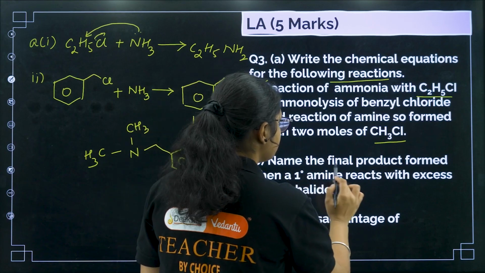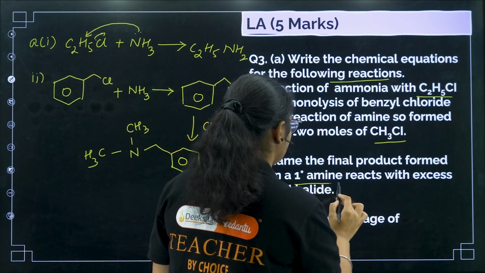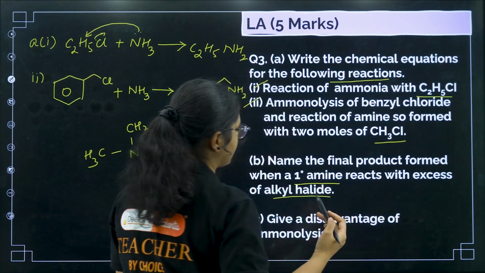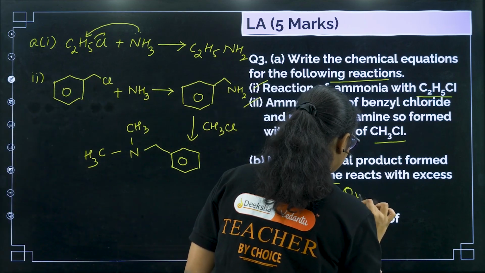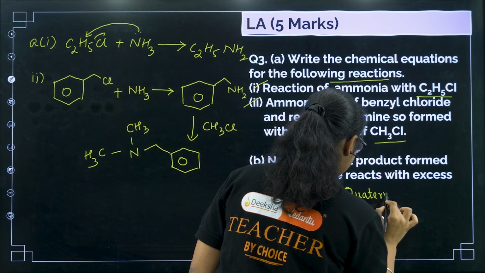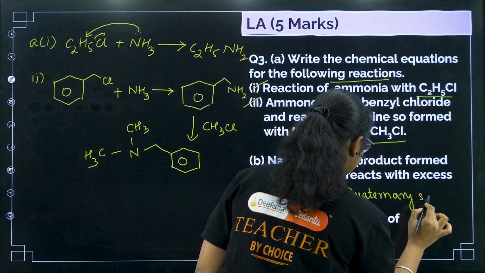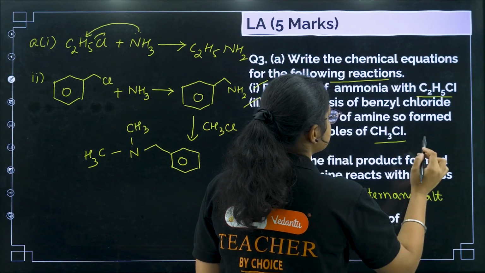Next, name the final product formed when primary amine reacts with excess of alkyl halide. So when you react excess of alkyl halide, finally we get quaternary salt. Okay, quaternary salt is produced.